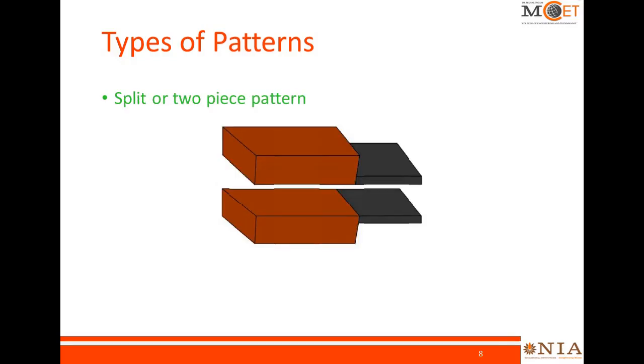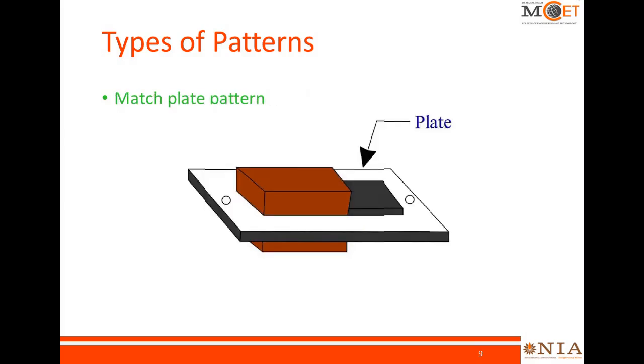And the split or two piece pattern. If it is difficult to remove the pattern from the mold, you can go for two pieces, one in the drag and another in the cope box. Then the match plate pattern: if you have to match these two pieces exactly, aligning with each other, you go for a match plate. Therefore there are two halves on the plate. These two plates can be joined together with double pins. So this is a match plate pattern for exact alignment of the two pieces.